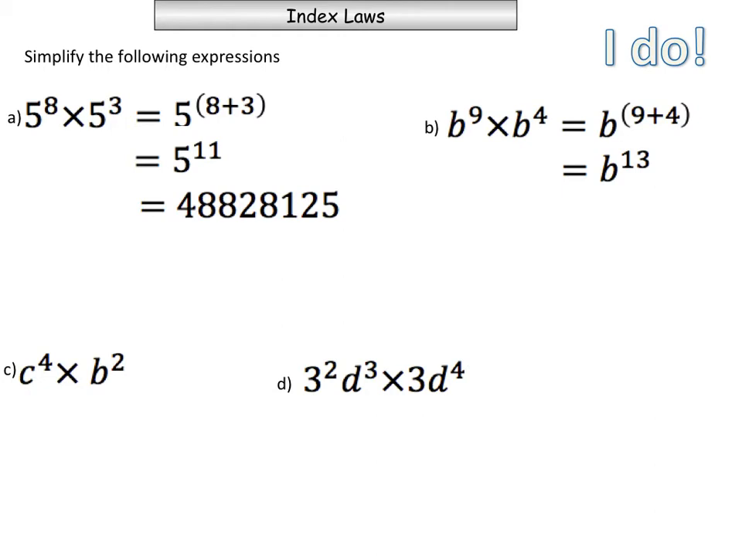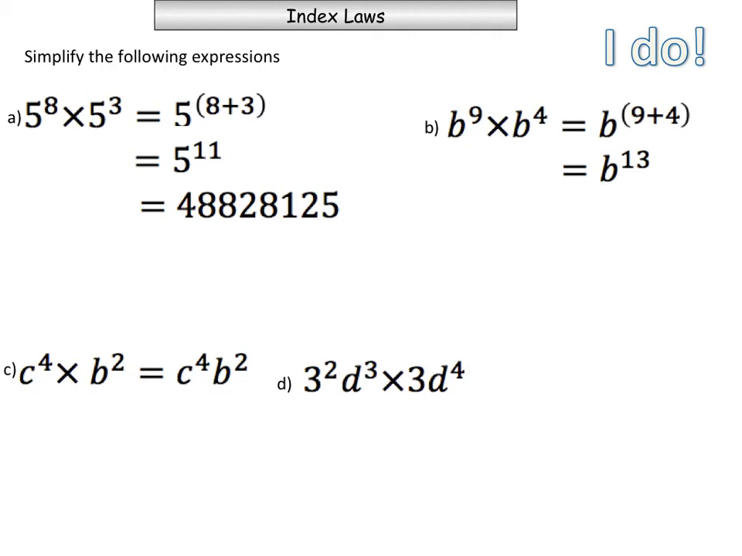Okay, question C is a really important one, and it's important that we realise that we can't actually apply the index law here, because we've got a base of c and we've got a base of b. They're not the same, and so we can't apply the index law. So the only way we could simplify this expression is by writing it c to the power of 4 b squared.